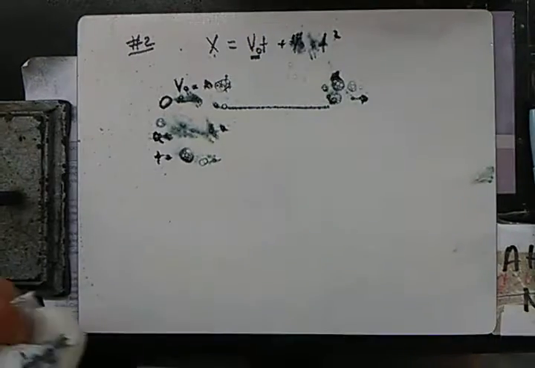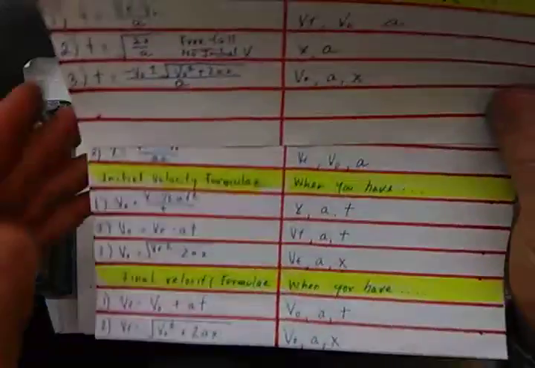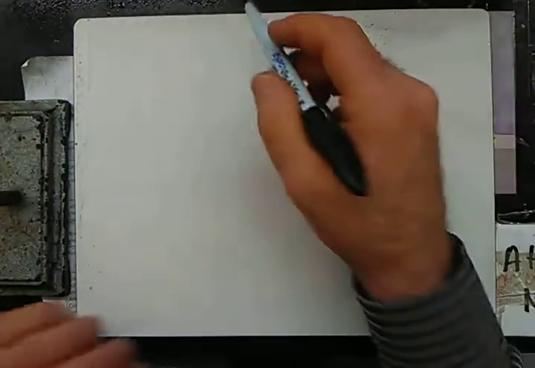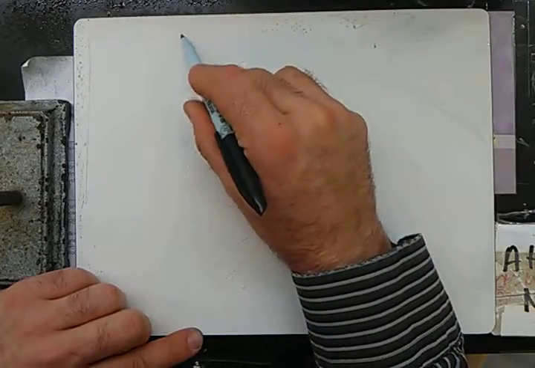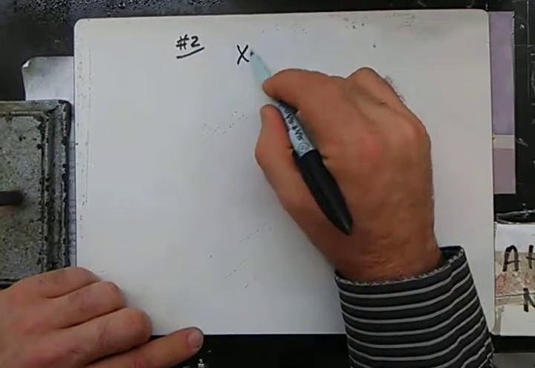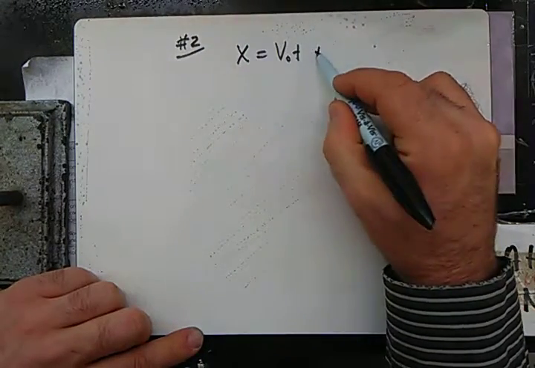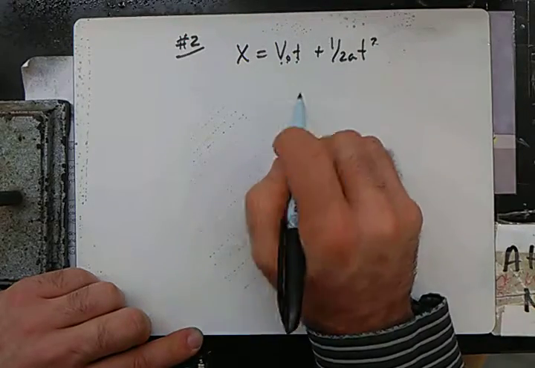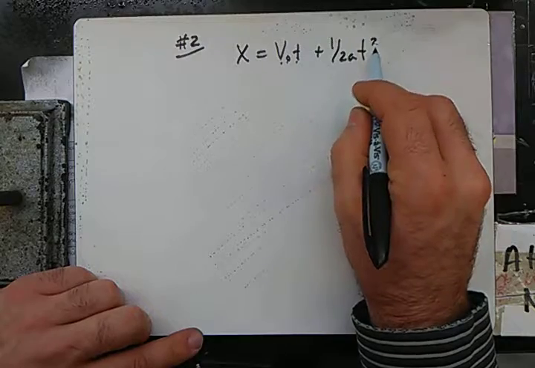Hey guys, what we're looking at here is the second formula, and we're going to treat this as a problem that we can either use our sheet here for, or we can use just one of the three equations. And I'm going to show you the way we do it with the three equations. So here's equation number 2 in kinematics.